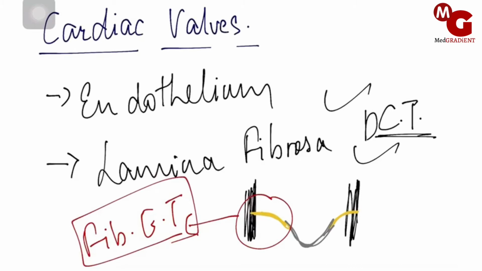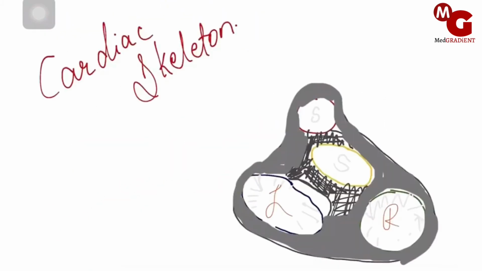So let's go ahead and learn a bit more about something called the skeleton of the heart. We need to understand that the cardiac skeleton is not made up of bone. Here we use skeleton to mean a supporting structure.